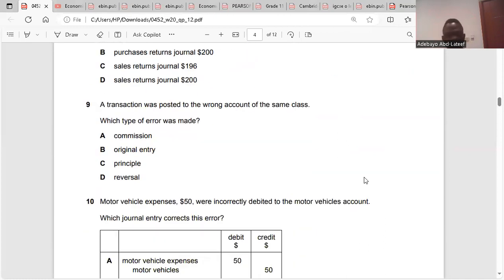Question 9. A transaction was posted to the wrong account of the same class. That is error of commission. That means we have the same class of account, but it's wrongly posted. So we call it error of commission. I thought it was like same amount, like did it twice or something. No, maybe that is double reversal of entry. That means you do it twice, right? You're supposed to debit once, credit once, but you debited twice. That's error of original entry. No, this one is error of commission.